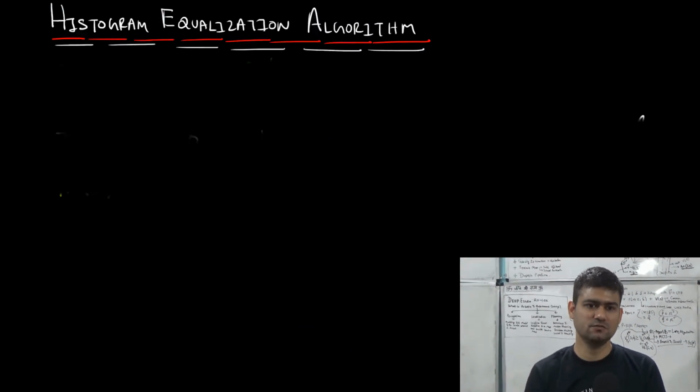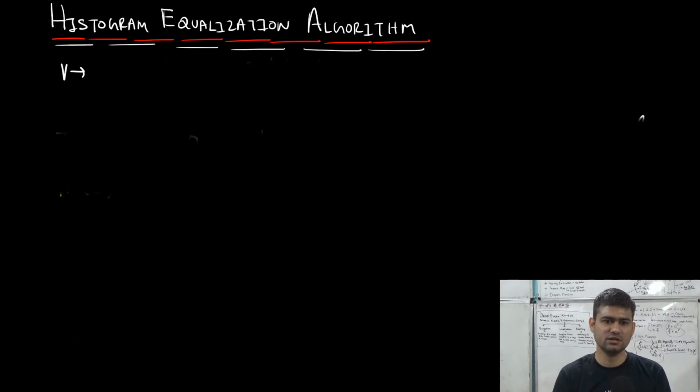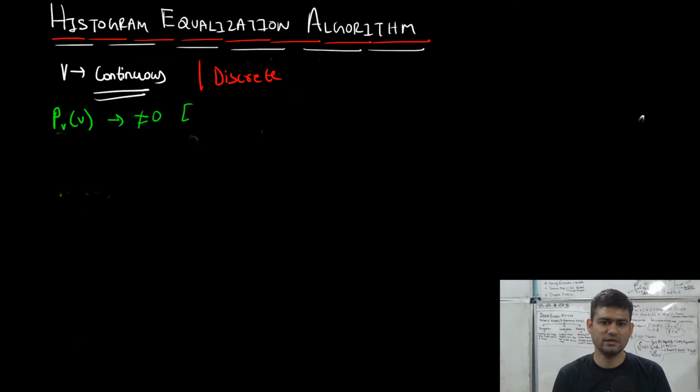So earlier we had assumed that the intensity values were continuous, whereas in digital images, the intensity values are discrete. Furthermore, we assume that the distribution is positive everywhere, whereas this assumption is not going to be satisfied in the discrete case. For example, we may have an image where a particular intensity value just doesn't occur. So the assumption that P of V is not 0 for the entire range of V will not hold in the discrete case.